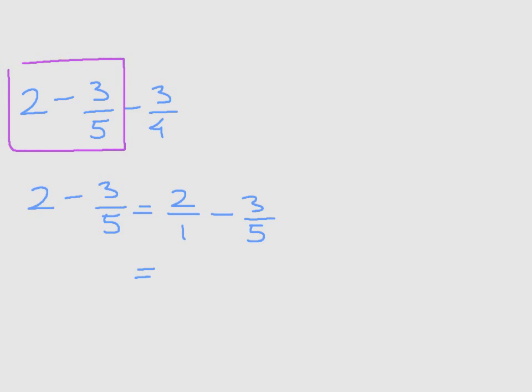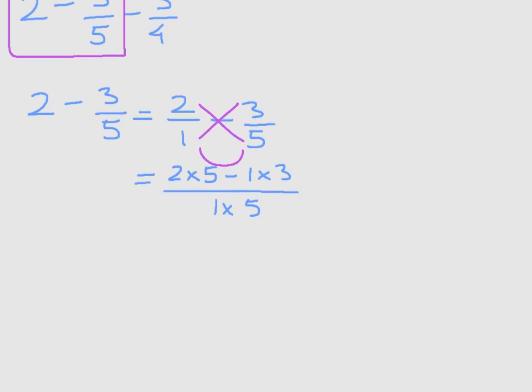So 2 over 1 minus 3 over 5 should lead us to 2 times 5 minus 1 times 3 over 1 times 5. That's 2 times 5 minus 1 times 3 over 1 times 5. In turn, that leads us to 10 minus 3 over 5, which leads us to 7 over 5. I can't simplify 7 over 5 because the highest common factor of 7 and 5 is 1. So I write that next to it. HCF, meaning highest common factor, of 7 and 5 is equal to 1.